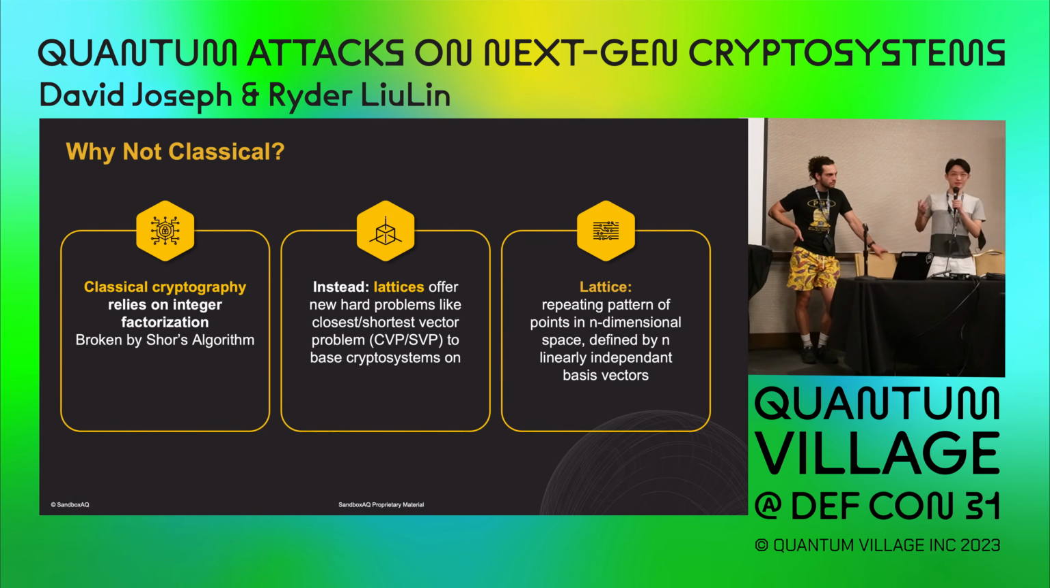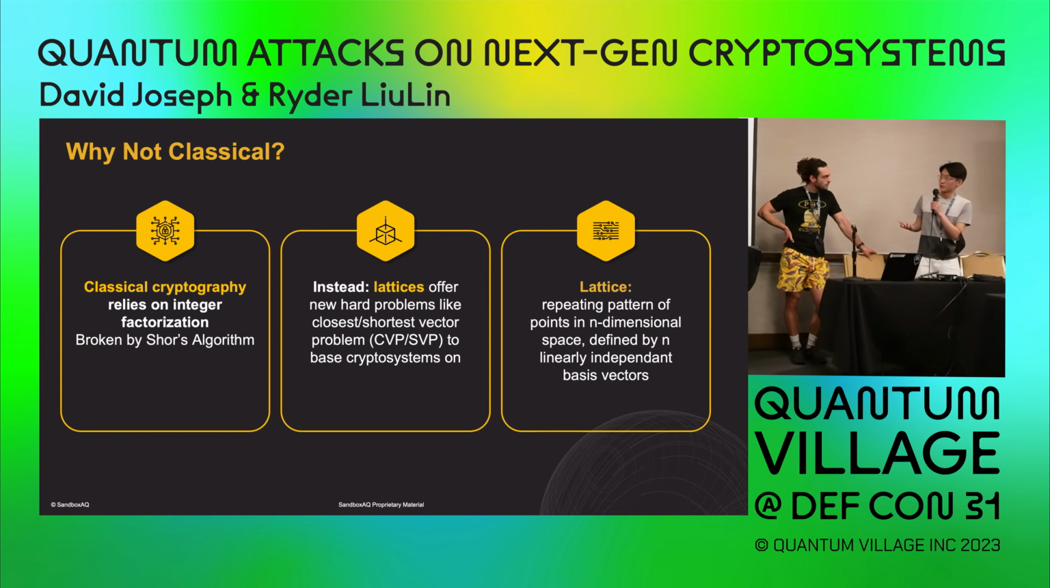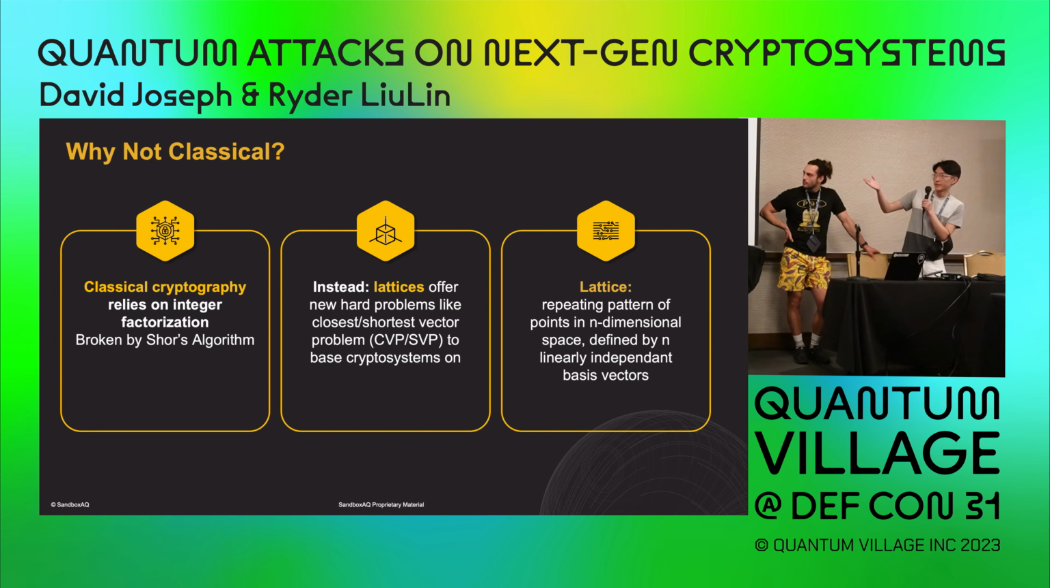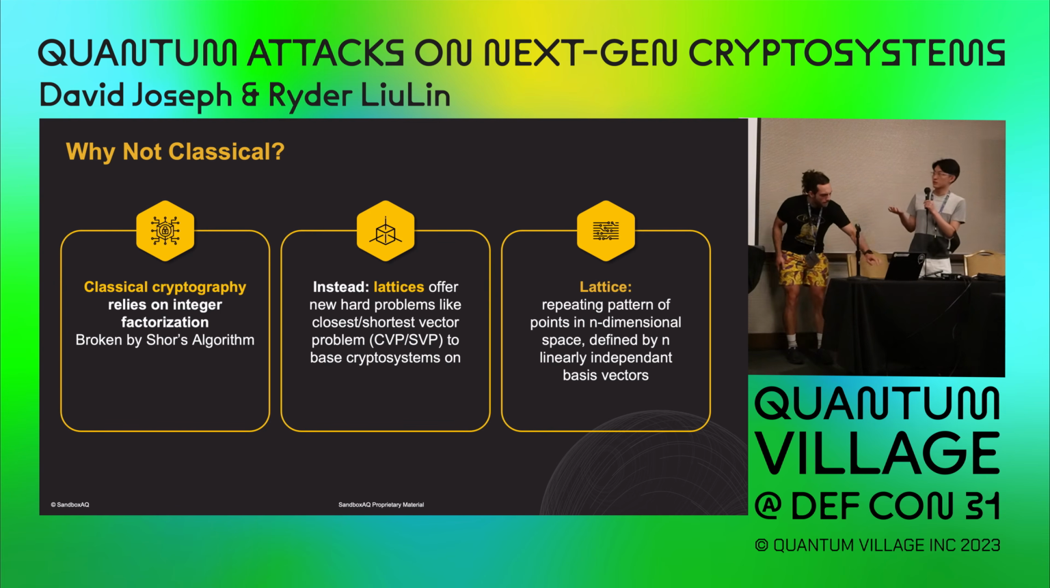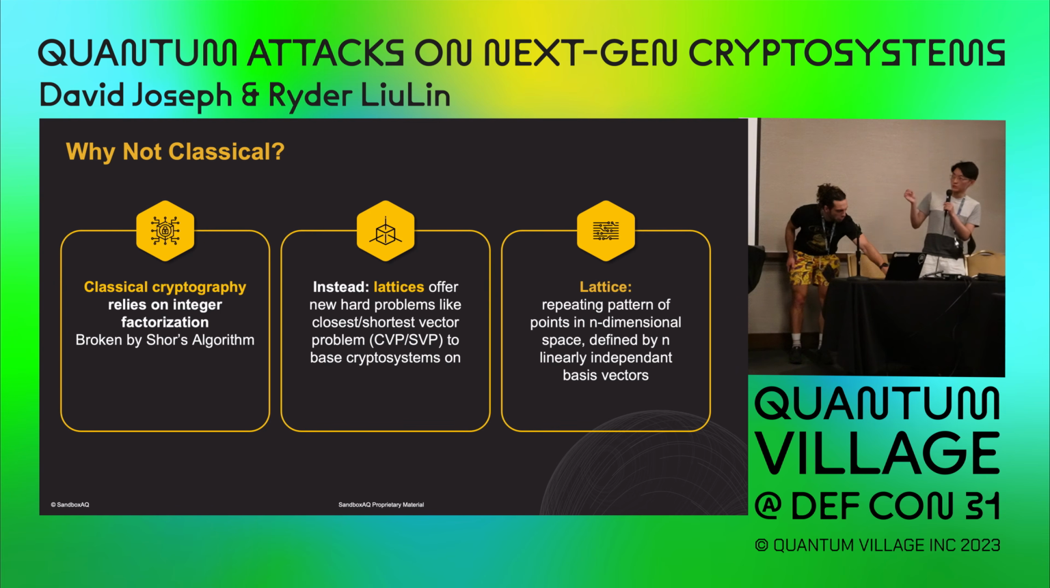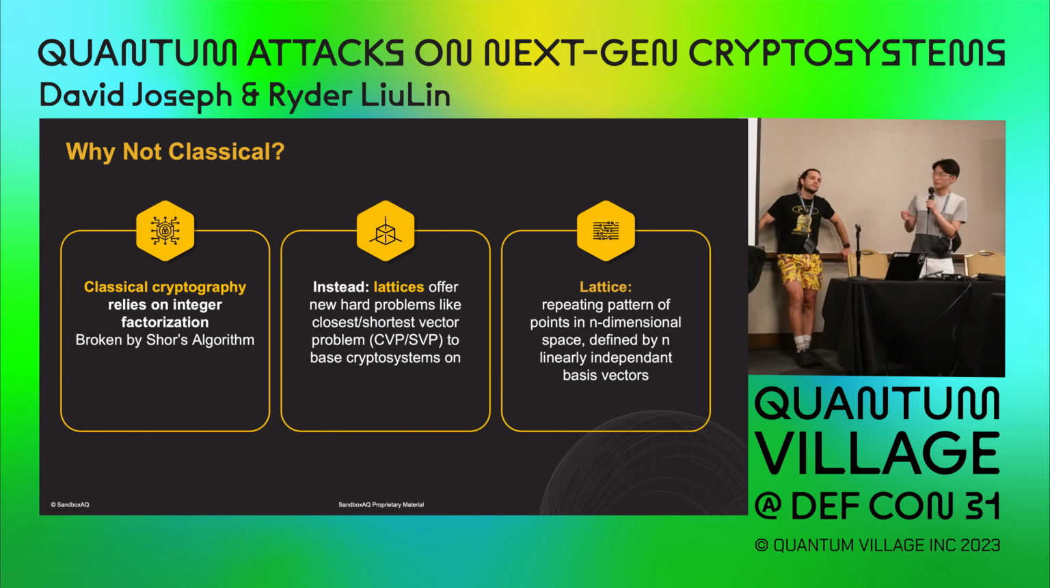Okay, so just quickly, why are we bothering with any of this in the first place? Classical cryptography mainly relies on integer factorization or something like it, which is broken by Shor's algorithm. You've probably heard of Shor's algorithm before. It basically uses quantum Fourier transforms to do some crazy stuff, and it reduces most integer factorization problems from super-polynomial, so faster than polynomial, down a lot.